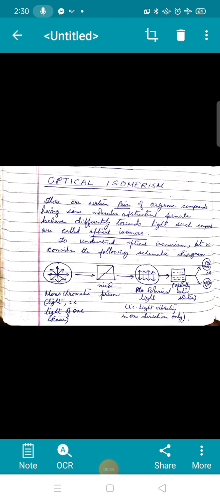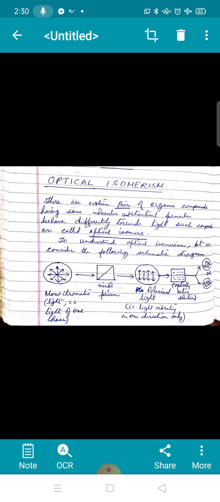Alright students, let us discuss optical isomerism today. You know the types of isomerism we have discussed in class 11. So optical isomerism is coming under the category of stereoisomerism. As stereoisomerism are of two types, geometrical and optical. Geometrical we have already discussed earlier. Now we shall be discussing optical isomerism.